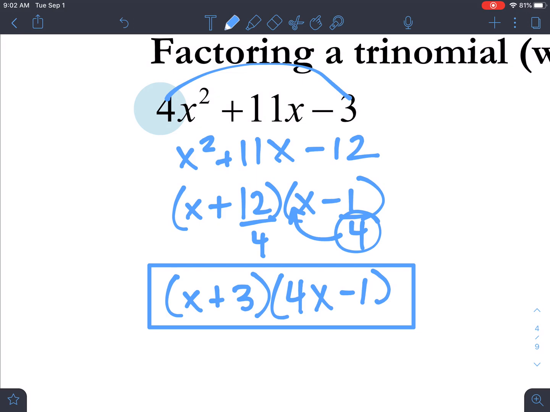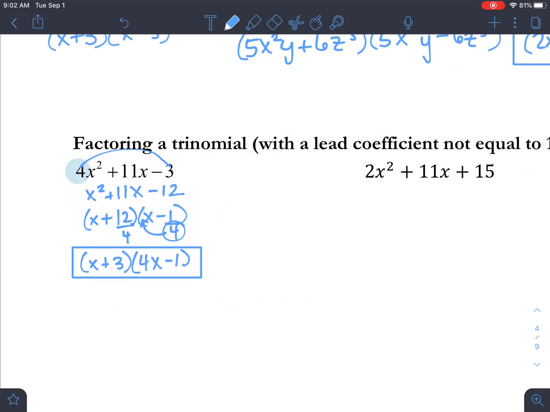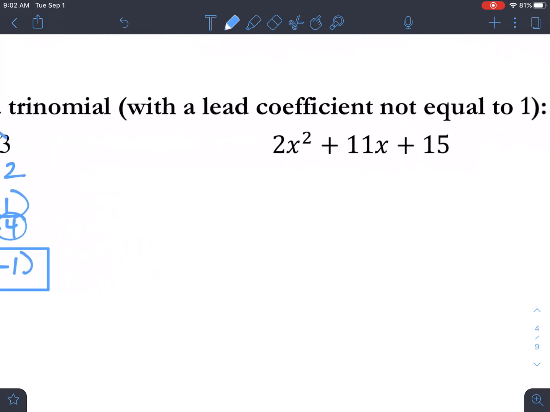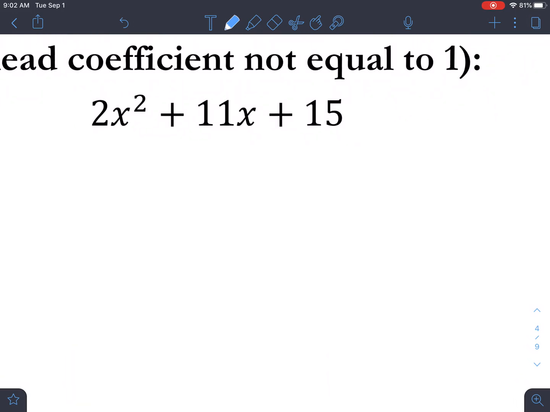Okay, so that is one method you could pick. So for 2x squared plus 11x plus 15, I'm going to show you a different method here. So we'll do split the middle. You might have learned that in junior high or last year or the year before that. So let's take a look here. Okay, so split the middle.